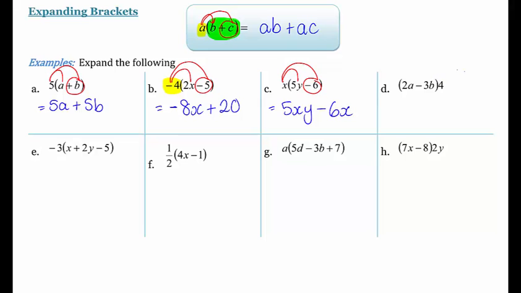Now this one's just trying to confuse you by putting the 4 at the end. It still means that everything in this bracket is times by 4. So you can just rewrite it as 4 times (2a minus 3b). So we have 4 times 2a, and 4 times 2 is 8, and then the a. Then we have 4 times negative 3b. Positive times a negative is a negative. 4 times 3 is 12, and b.